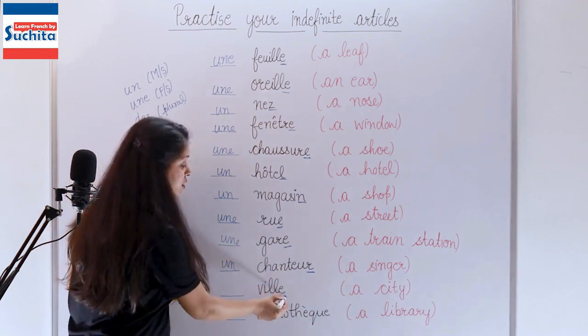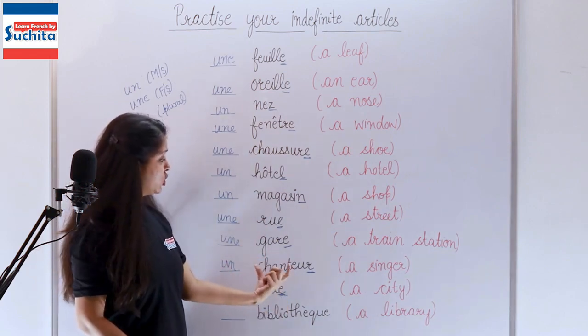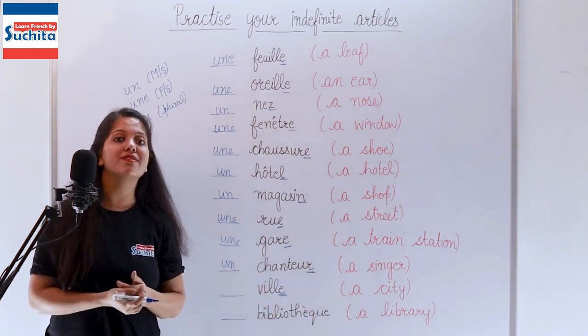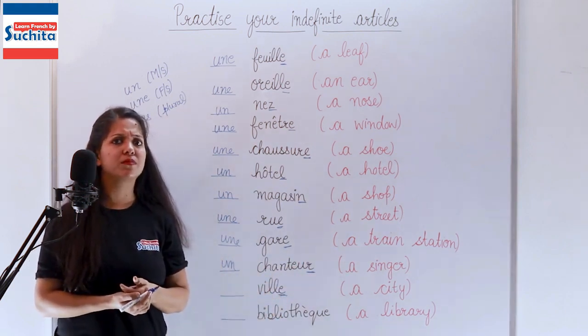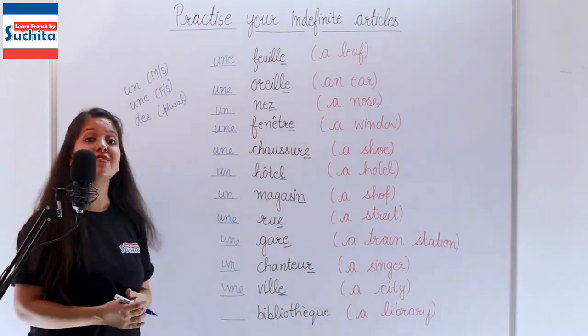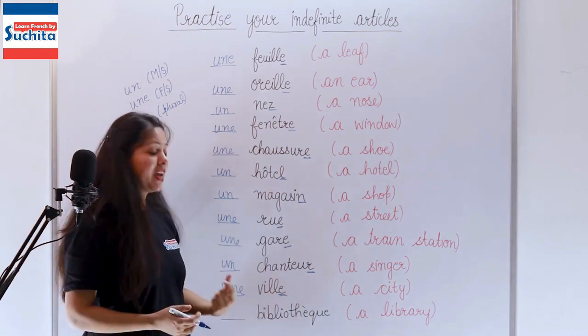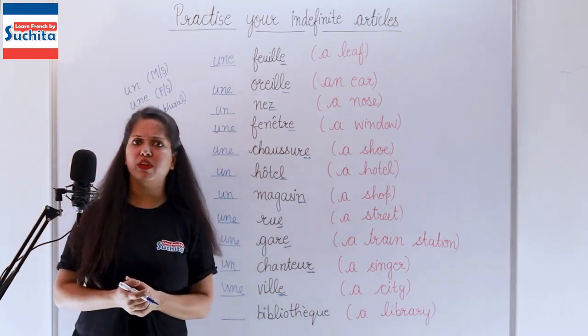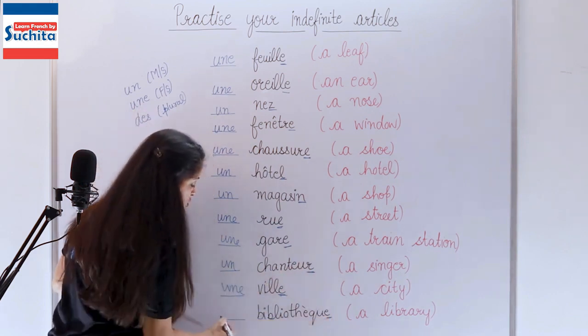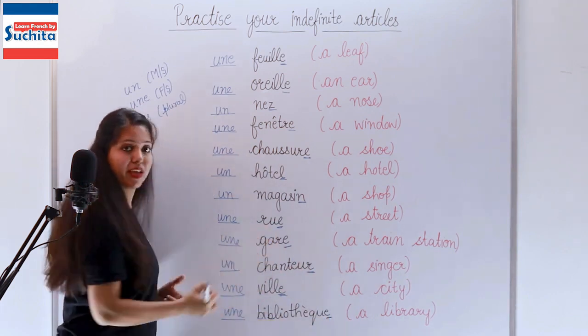So let's say ville. Chanteur, by the way, means a singer. Now ville. Ville ends with the letter E. So we say un ville, une ville. Une ville, bravo. Une ville, which is a city. And finally, we have bibliothèque, which means a library. Now, it ends with the letter E, so we say une bibliothèque.